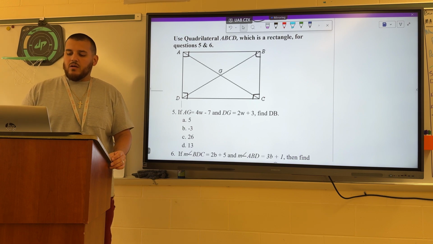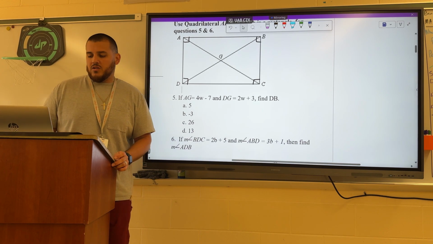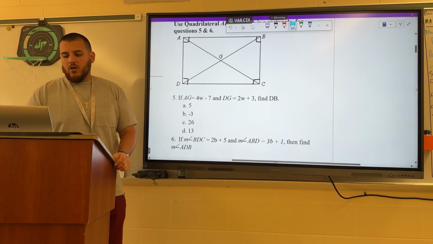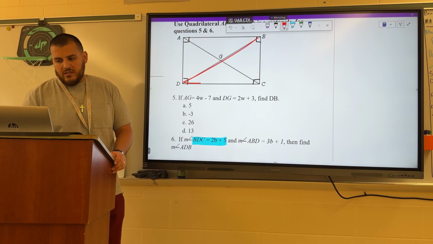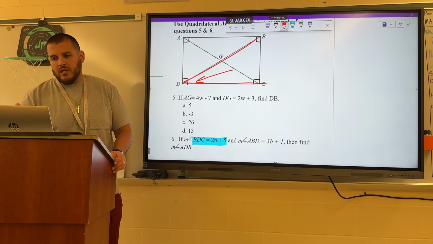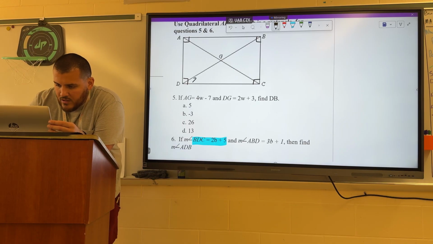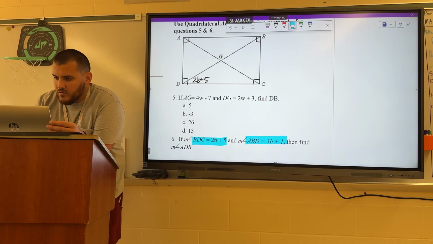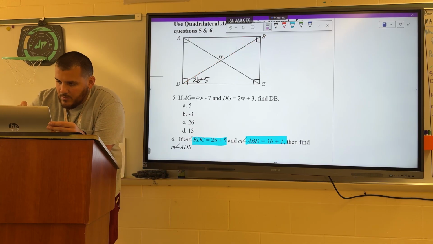So we have to determine where these angles are given to us. Use logic from there to find the measure of the angle that's being asked. We're told angle BDC is 2B plus 15. So BDC, that's this little angle right here in the corner where D is 2B plus 5. I'm going to go ahead and put that in there, 2B plus 5. We're told that angle ABD is 3B plus 1. So ABD, well, that's this little angle up here, 3B plus 1.